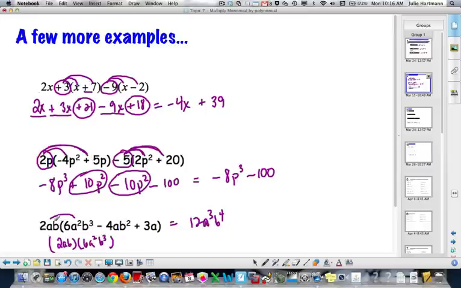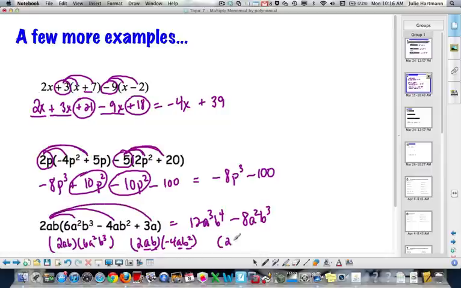Okay, now we have 2ab times negative 4, so I'm going to write this out just to make it easier, times negative 4ab squared. So 2 times negative 4 is negative 8. a times a is a squared. And b times b squared is b cubed. Finally, 2ab times 3a. 2 times 3 is 6. a times a is a squared, and then times b.